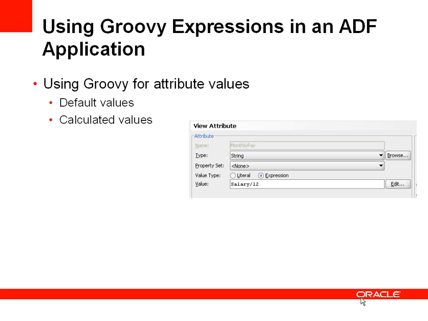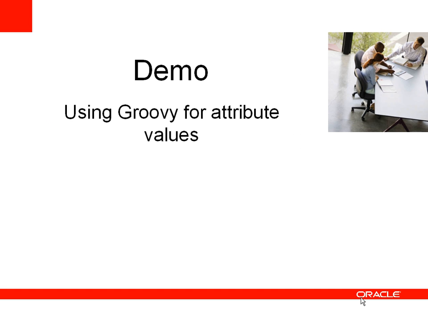So let's look at another example where we can use Groovy within ADF. And again, within the ADF Business Components, we allow you to define Groovy expressions for attribute values. So you may define, for example, that the default value for an attribute is based on a Groovy expression. Or more typically, you might have a calculated value where something like a line total is calculated from quantity times unit price. So again, let's show you this using a demonstration.